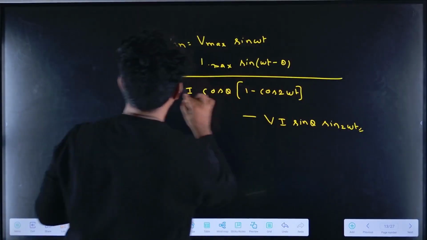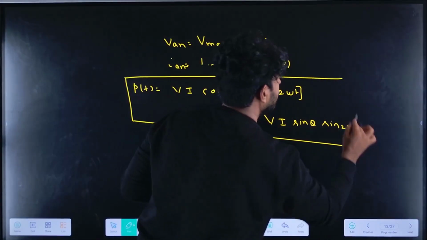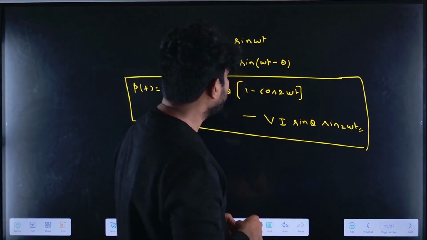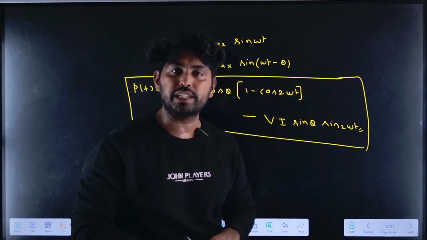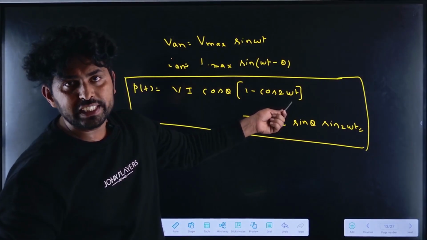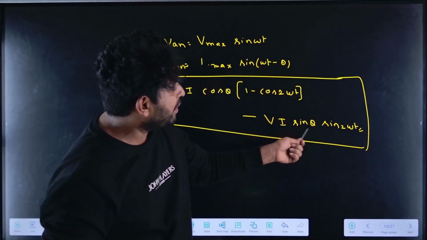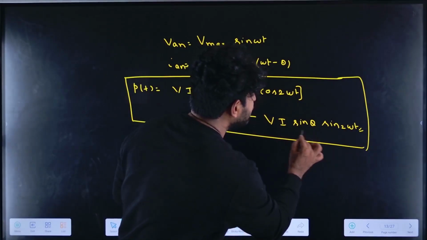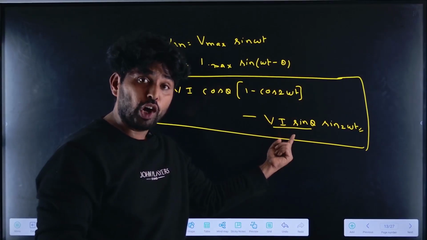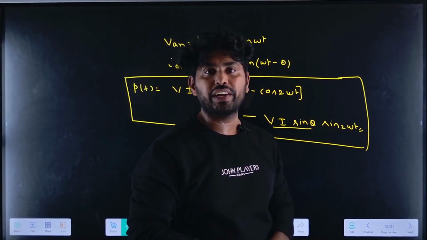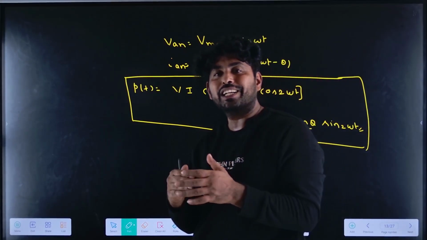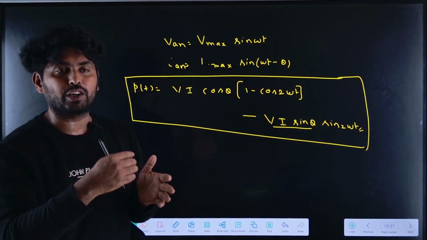In both the cases, if you observe here, the definition has not changed. The active power has an average value of VI cos theta and it has a frequency of twice the supply frequency. The reactive power has an average value of 0, and it has a peak value of VI sin theta, and it has a frequency of 2 times the fundamental frequency. So now let us solve the applications of AC circuits.